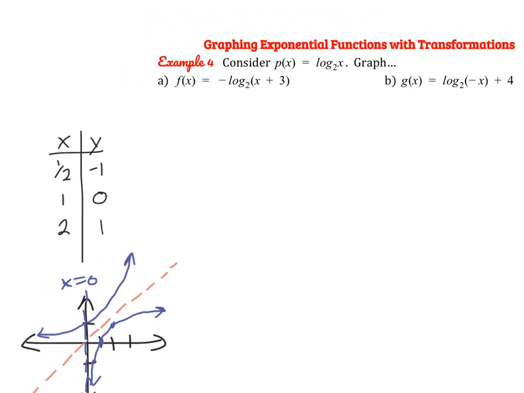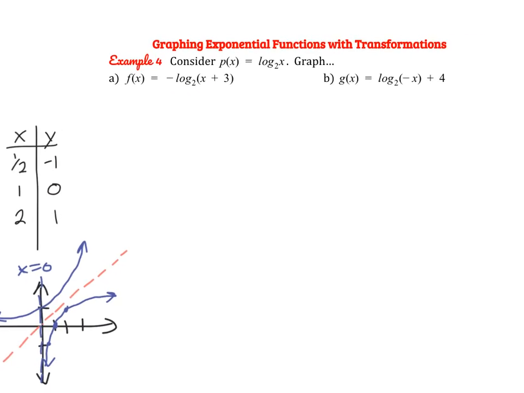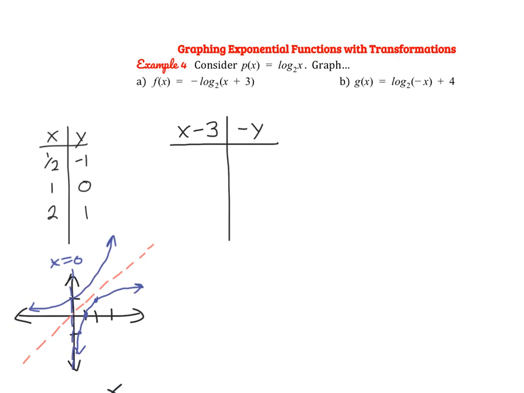So now that we have some x and y values for our parent function, now we can transform them and graph our new functions. So for this first one, I see that we have 2 transformations. We have a vertical reflection, and we're going to shift to the left 3. So the way this will affect our coordinates is we should subtract 3 from all of our x values, and we should multiply all of our y values by negative 1. So this will give us negative 5 halves, and then we'll have negative 2, and then negative 1, and then this becomes positive 1, 0, and negative 1.